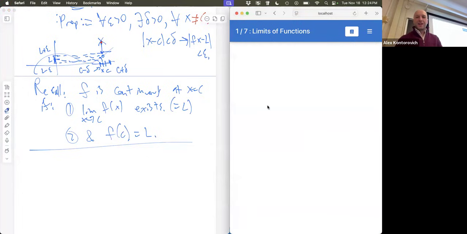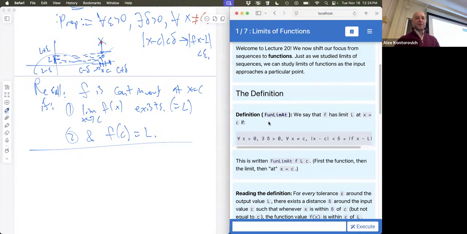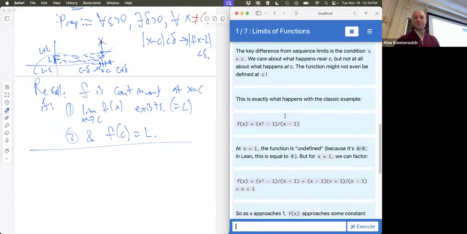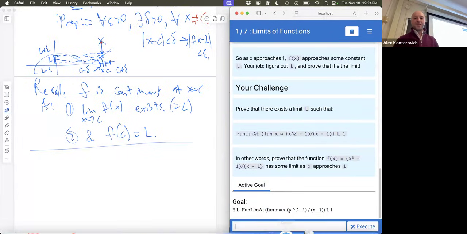All right. Round one, let's prove. So we have this new definition, fun lim at. A function has a limit at a point, and the name tells you in what order they come. Give me the function first, then give me the limit, then give me the point C where that happens. And what we're going to do is exactly what we said, x squared minus 1 over x minus 1. I want to know, does there exist an L so that fun lim at x squared minus 1 over x minus 1, L at 1.